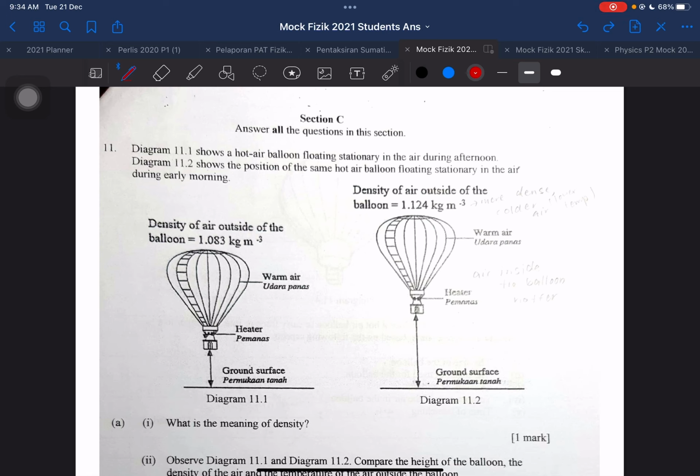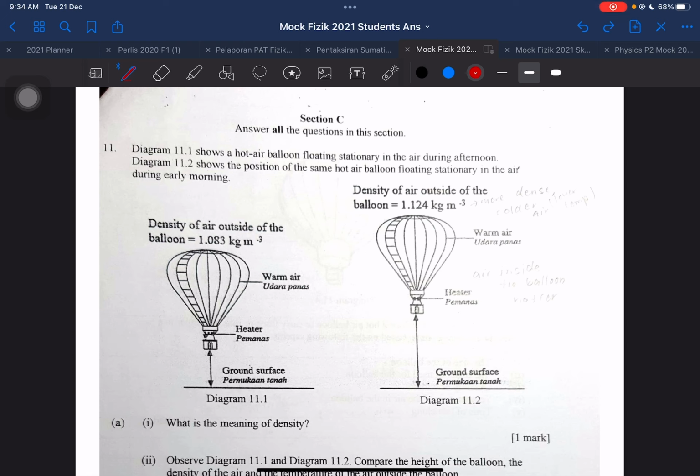So in this short video, I will discuss the answer for question number 11, section C, your mock exam paper. In this section C, there will be only one question which is compulsory for you all to answer. Okay, now we read the question and underline the important keyword.